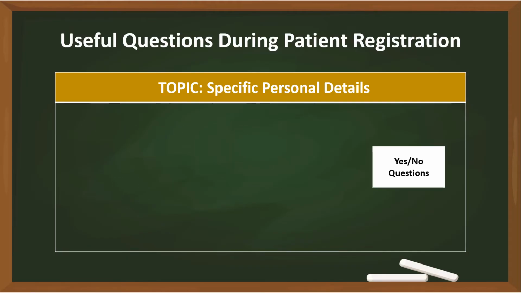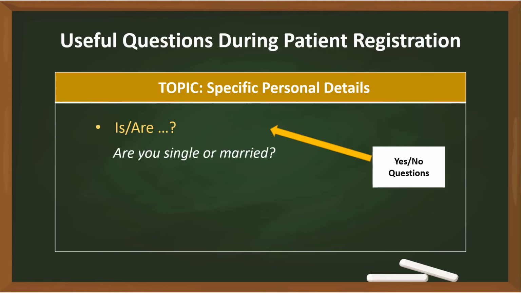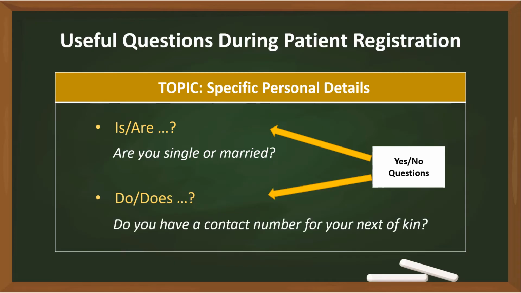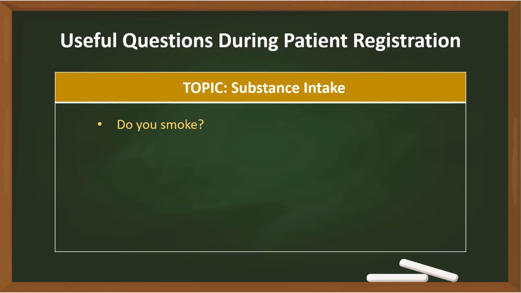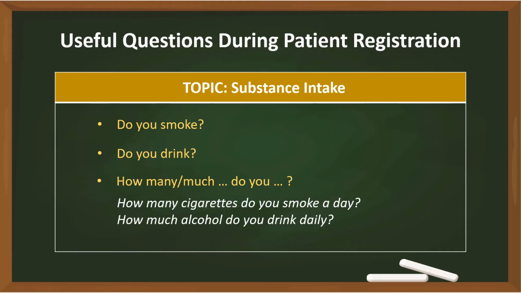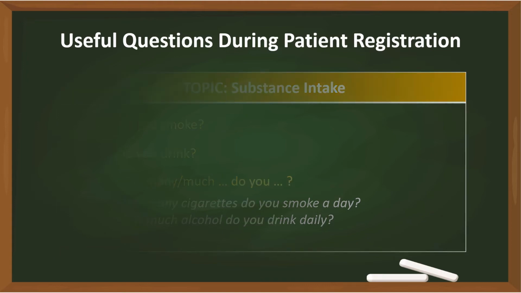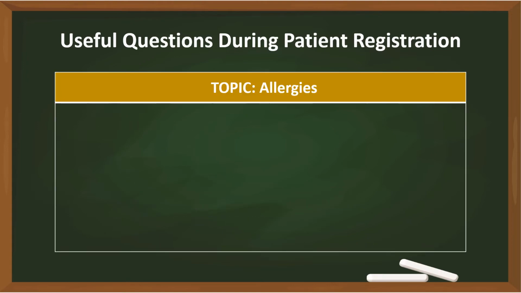Moreover, we can ask yes or no questions for the same purpose. For instance, are you single or married? Do you have a contact number for your next of kin? Next, let's look at some useful questions about the patient's substance intake. Do you smoke? Do you drink? How many do you? How much do you? Regarding allergies, you can ask the patient, do you have any allergies?